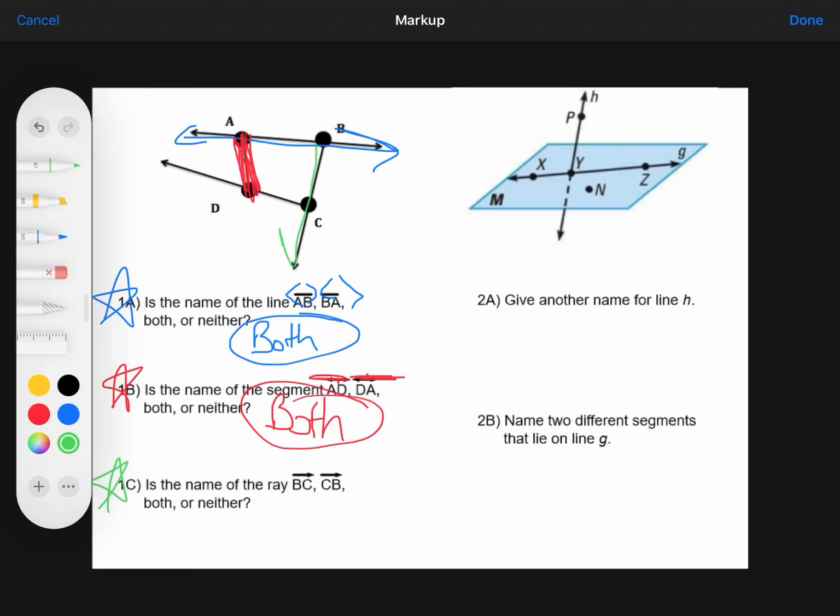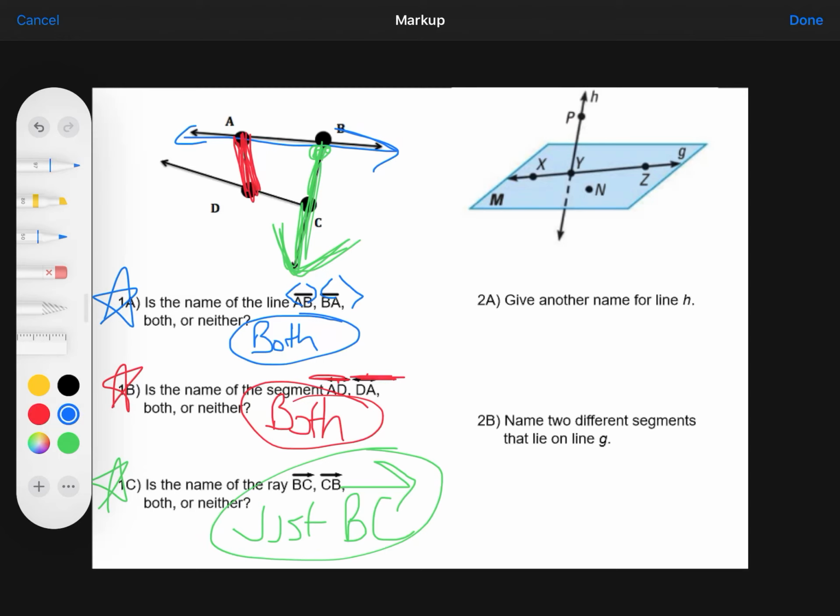Next, ray. Is this ray here in green BC? Or is it CB? Or is it both? Or is it neither? So once again, pausing here for you guys to answer. And the answer is again, oh wait, nope, it's not both. It's just BC. Because if you look at point B, there is no arrow there, and we're not referring to it going there. We're having it start at B and continue on through C and then on forever. So that's the only way to name it. So with rays, you're going to have to be careful.